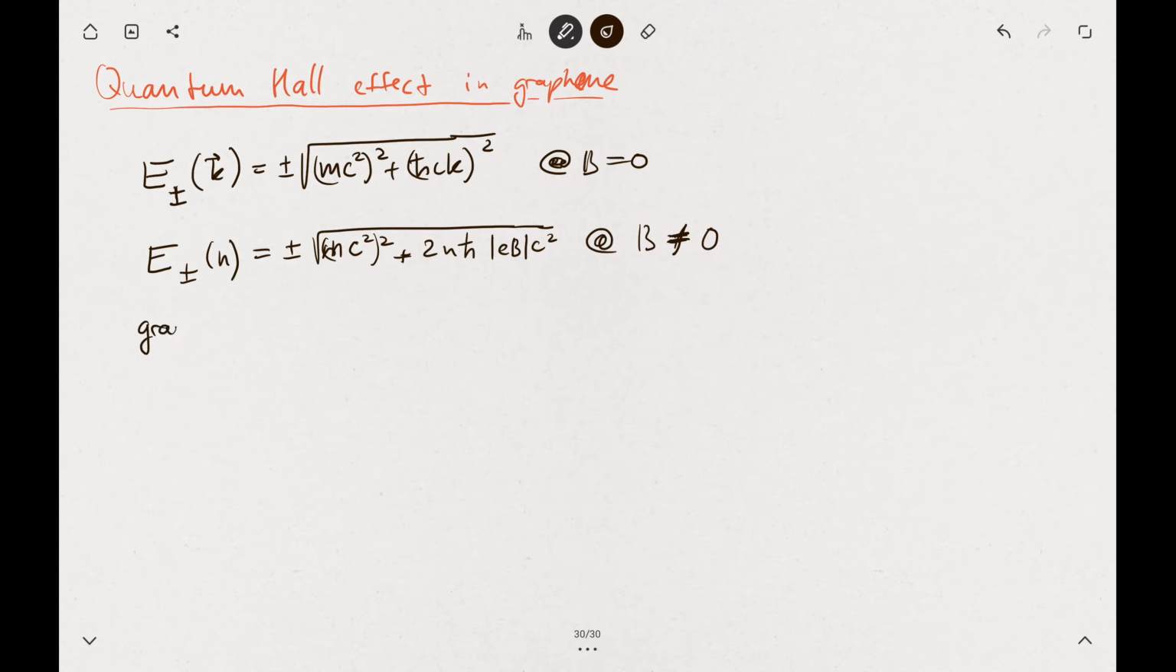So in graphene, the rest mass is 0. Then we use this replacement, so the c becomes a Fermi velocity, and the spectrum then becomes, for graphene, it also has these plus and minus sides: E equals plus and minus Vf times the square root of 2n h bar eB.